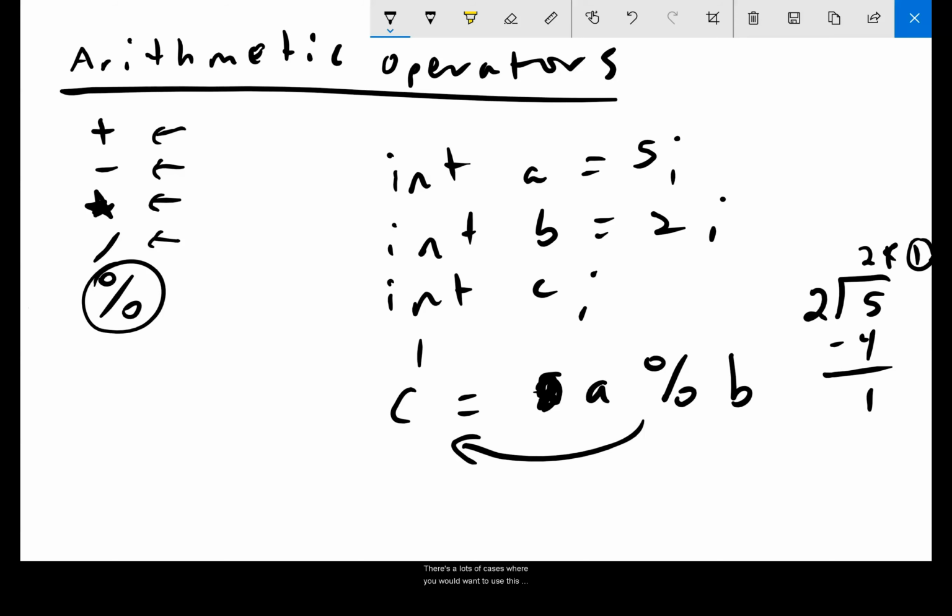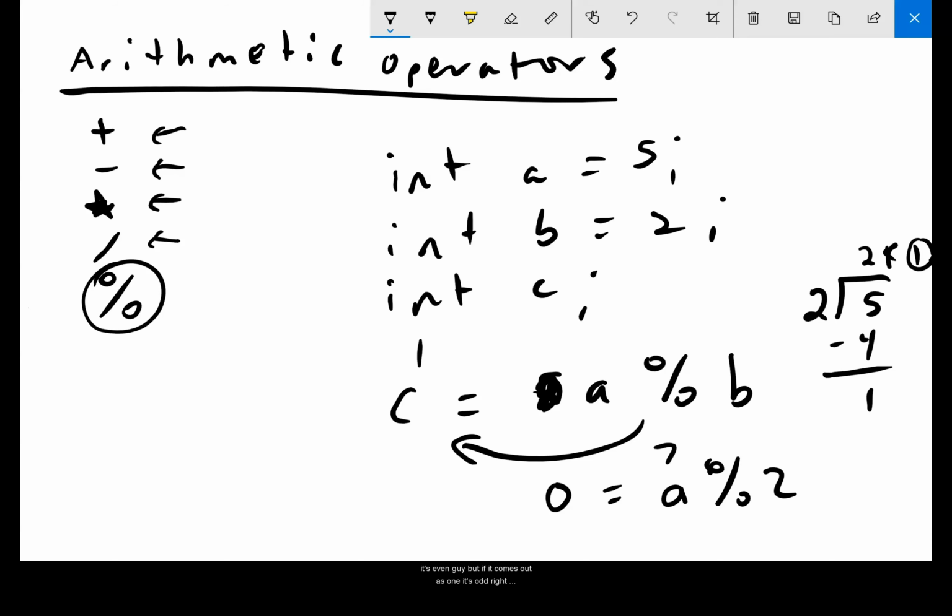There's lots of cases where you would want to use this. Like, let's say if you wanted to figure out if a number was even or odd. Okay, so let's say we're looking at a, all right? So if you wanted to figure out if a was even or odd, you would just do a modulus 2, okay? And if this answer equals 0, then it's even, okay? But if it comes out as a 1, it's odd, right?